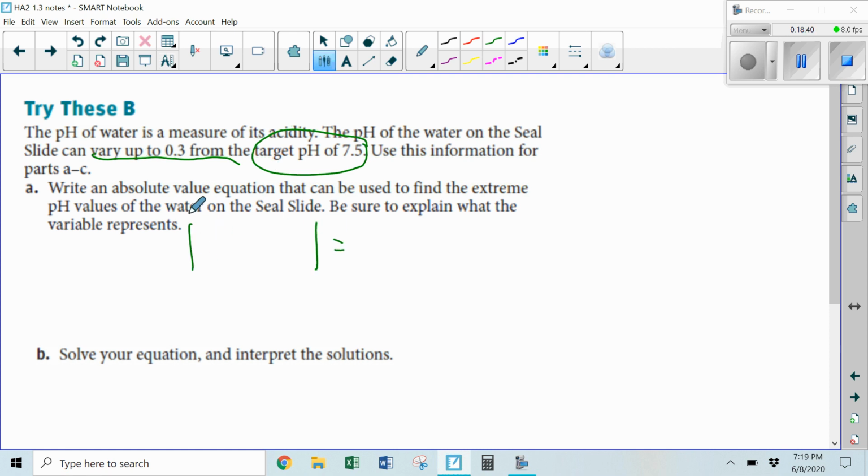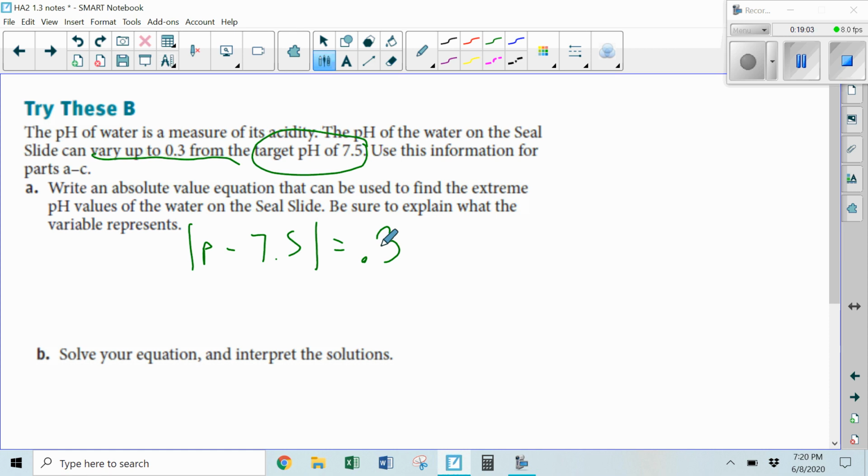My target, so I'm going to go with temperature T again, or you could say P for pH. So maybe we'll go with P minus 7.5. Always minus, always the target on the inside. Out here is how much this can vary by, how far away it can be from that, which is 0.3. That's all you have to do for part A.